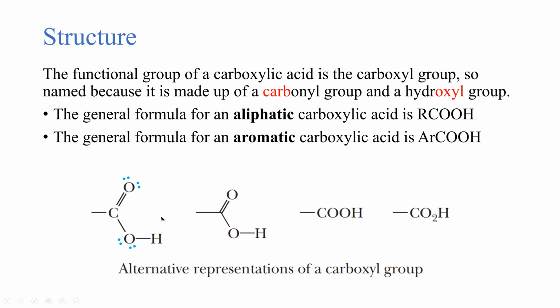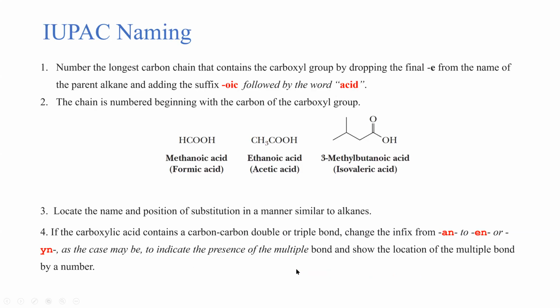And this is the Lewis structure where we are mentioning the lone pair of electrons also, where the non-bonding electrons are available. So these are the different representations of the carboxylic group, how you can write that one. Now we will come to the IUPAC naming of carboxylic acids.